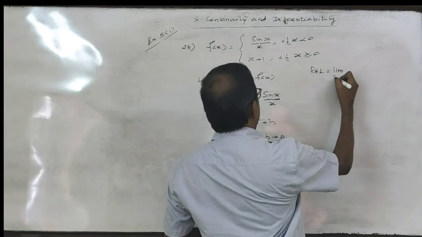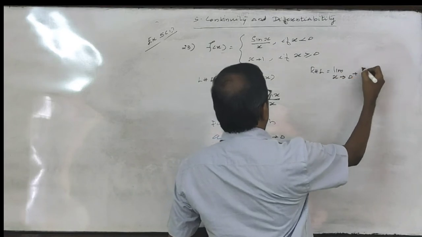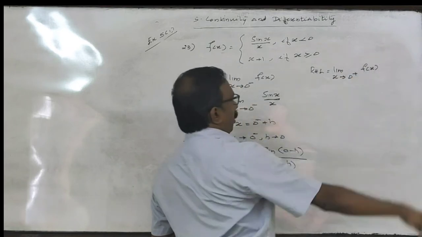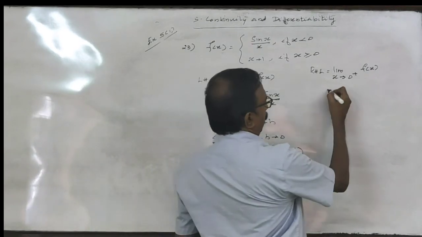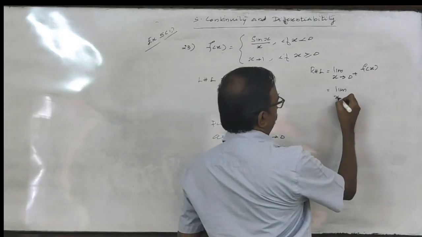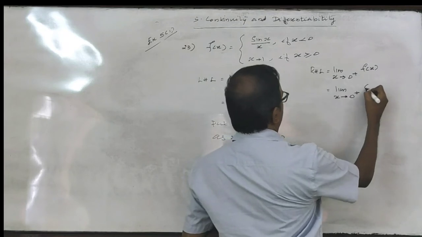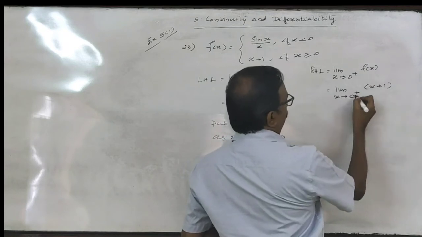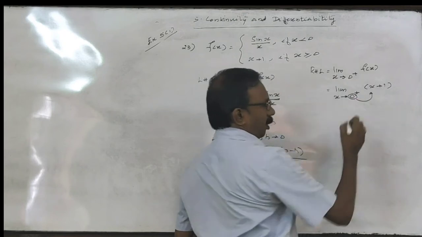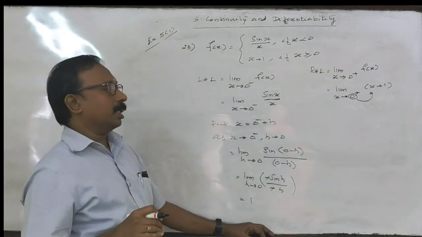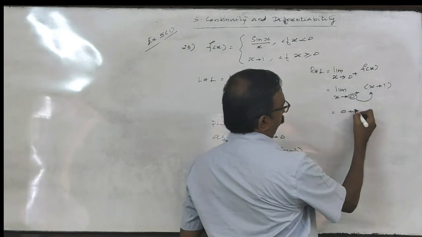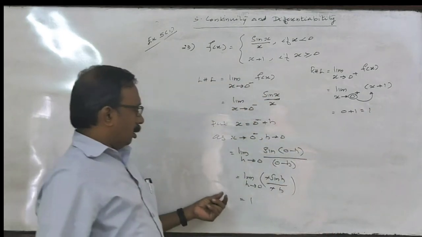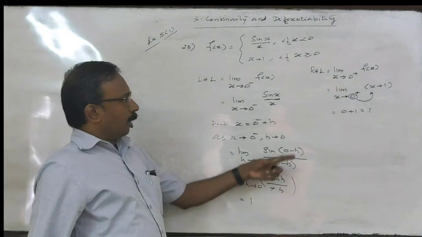limit of x tends to 0 plus f of x. When x is greater than 0, the function is x plus 1. So here it becomes limit of x tends to 0 plus of x plus 1. But now we have to add x and 0, a polynomial function, like an ordinary function. So 0 plus 1 here is 1. Since L itself is equal to R itself.